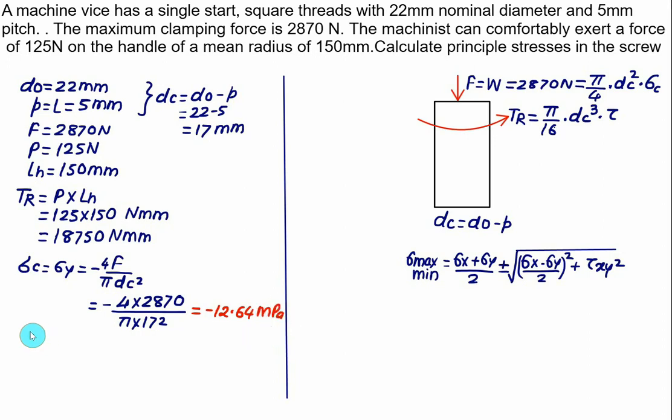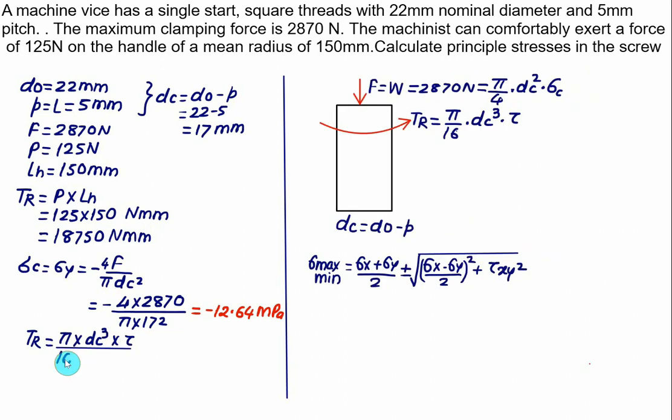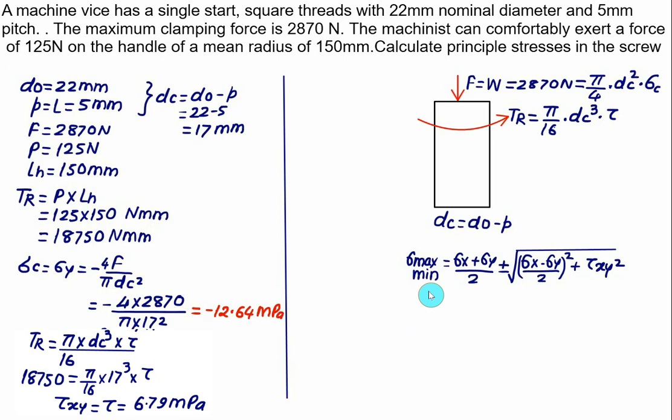And the torque required to raise the load TR is given as pi into core diameter cube multiplied by tau, divided by 16. In this case we have TR, 18750, equal to pi divided by 16 into DC cube, where DC cube is 17 cube, multiplied by tau. So we have tau xy, which is the same as tau, equal to 6.79 megapascal. So just substitute in this formula and we can calculate the principal stress.